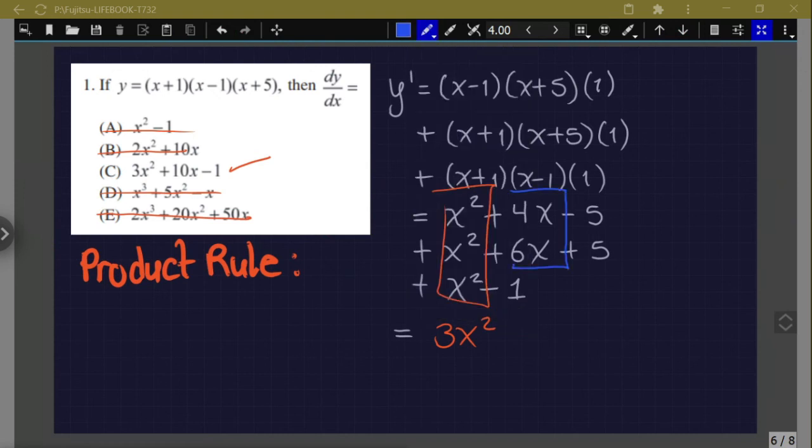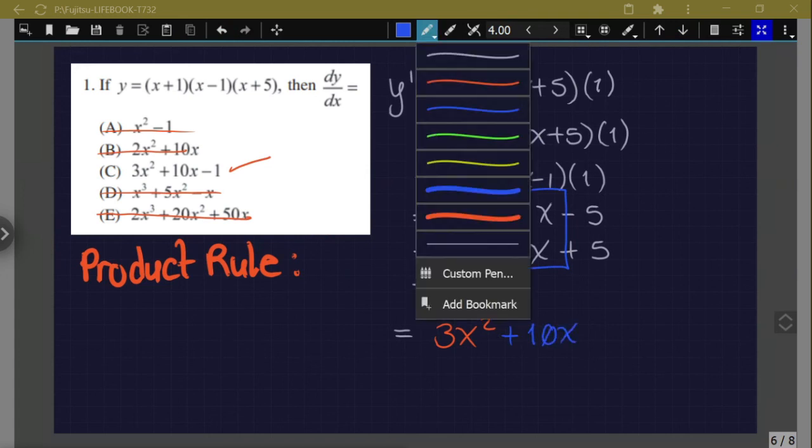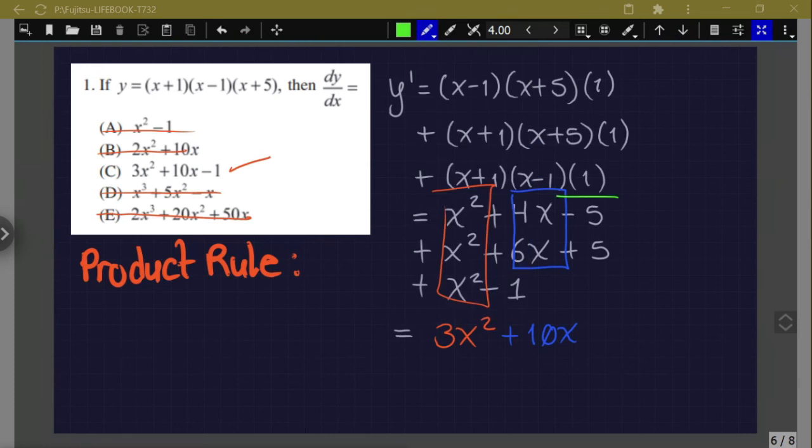If you look at these two, that is going to be plus 10x's. And then if you look at the final part here, the 5 together with the negative 1, right? Negative 5 plus positive 5 will cancel each other, and you will be left with the negative 1. Are we clear about that? Let's see, yep, it's exactly the same result.